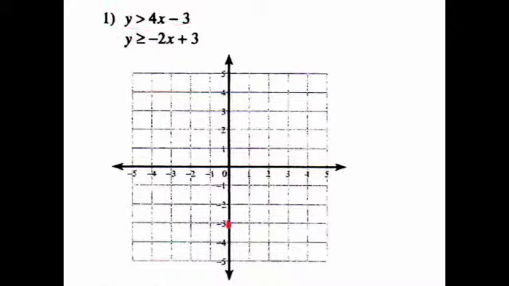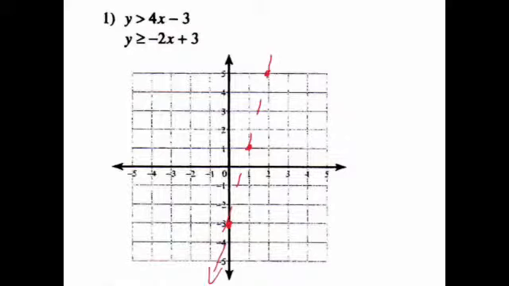It has a y-intercept of -3. So I'm going to start here right on the -3, and it has a slope of 4, so from here I'm going to go up 4, right 1, and that'll give me another point. And I can do that another time there. And this right here says it can't be equal to, so I'm going to use a dashed line to draw my line here.